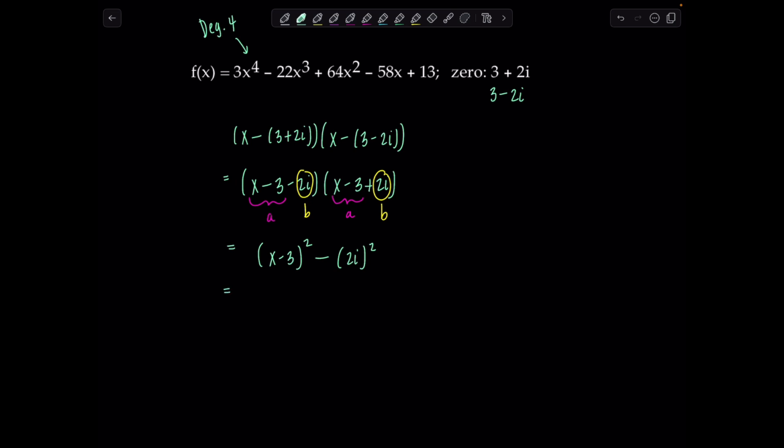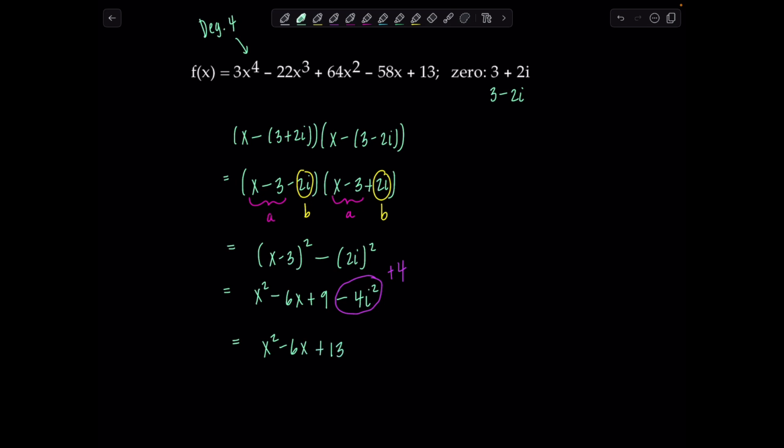X minus 3 quantity squared, when you multiply that out, it's going to be x squared minus 6x. You keep the sign the same. You multiply these guys by each other and double it. That's the shortcut. Plus 9. Always square the last one. And then minus 4i squared. Did you remember to square the 2 as well? It becomes a 4. And then i squared is negative 1. So really all of this is just positive 4. So now we have x squared minus 6x plus 13, if I take 9 plus 4.